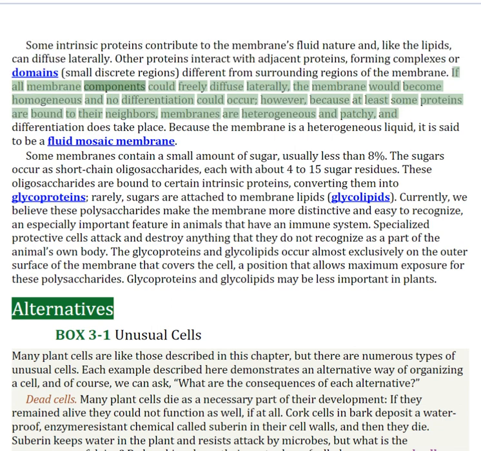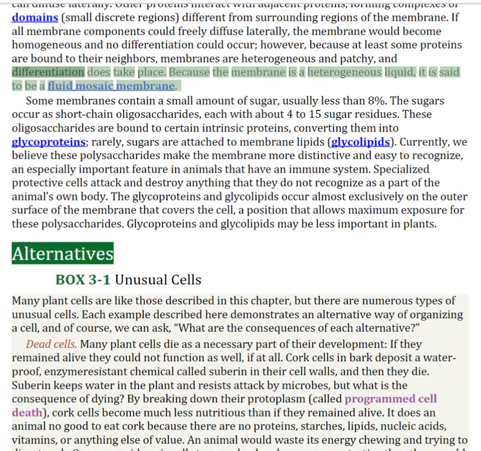If all membrane components could freely diffuse laterally, the membrane would become homogeneous and no differentiation could occur. However, because at least some proteins are bound to their neighbors, membranes are heterogeneous and patchy, and differentiation does take place. Because the membrane is a heterogeneous liquid, it is said to be a fluid mosaic membrane.